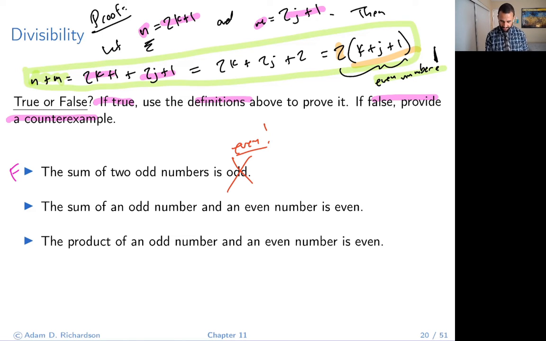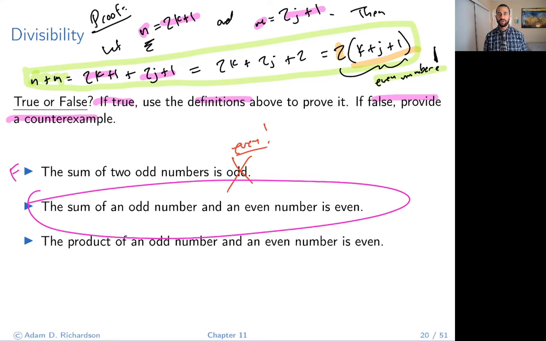Okay, now let's go to the next one, right? Let's go to this one down here. The sum of an odd number and an even number is even. What do you think? True or false?